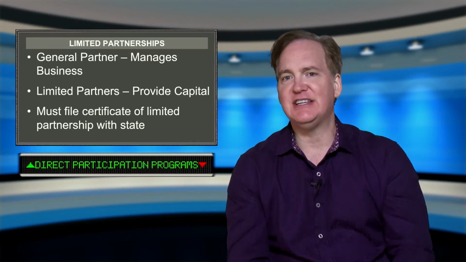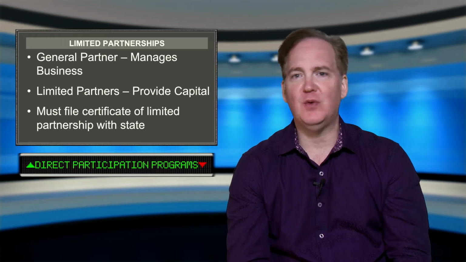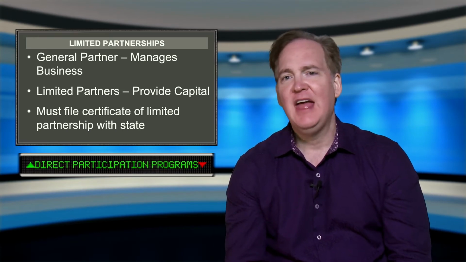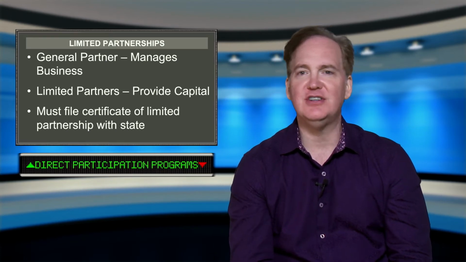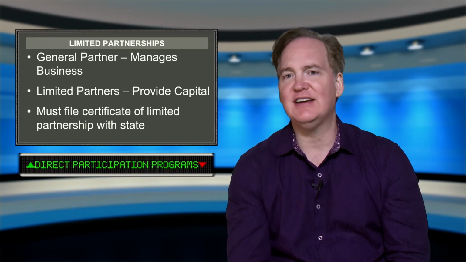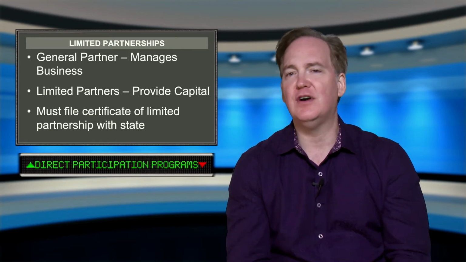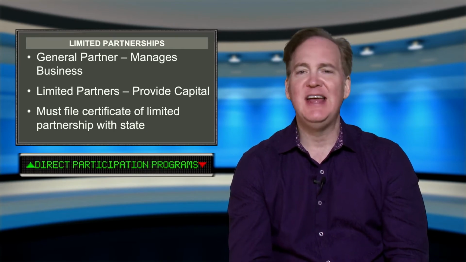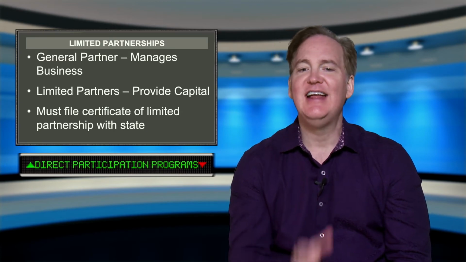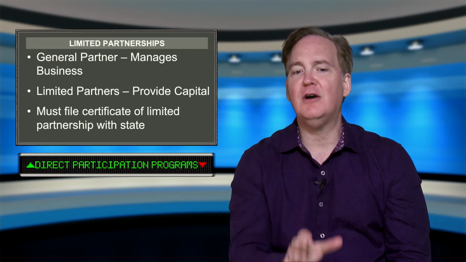Now, sometimes the exam will give you a scenario where you have one general partner and 27 limited partners and ask you who can conduct business or enter an order for the benefit of the partnership. It is exclusively that general partner.